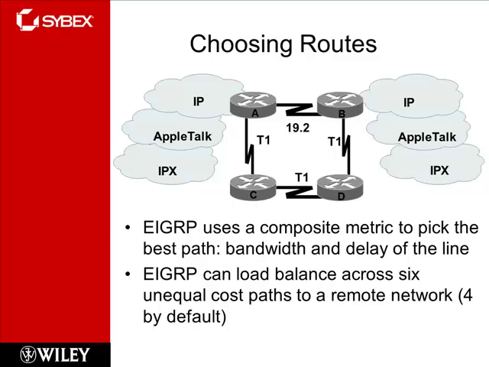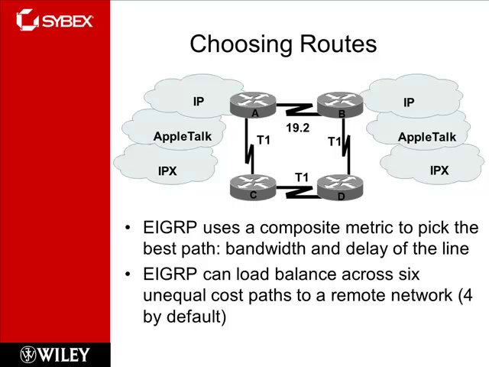It's a composite metric to pick the best path, and I think we've already talked about this, based on bandwidth and delay. Delay is the packet delay, so it monitors what's going on in the network to find the best path. Bandwidth is going to be the primary one. This also shows the multi-protocols: IP, AppleTalk, and IPX. AppleTalk and IPX are not really used anymore. IP is the protocol that we use.